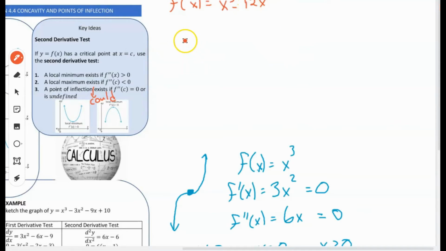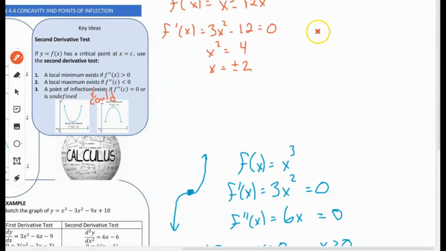Alright, so let's find the first derivative. The first derivative of that function will be 3x^2 - 12. You can set that equal to 0 to find any local maximum or minimum. If we do that, we get 3x^2 equals 12, so x^2 equals 4, and therefore x would be plus or minus 2. So x equals negative 2 and x equals positive 2 are our critical points.